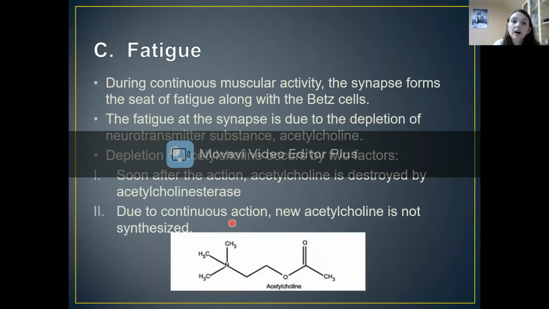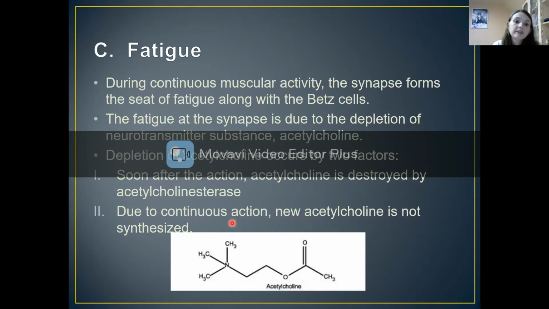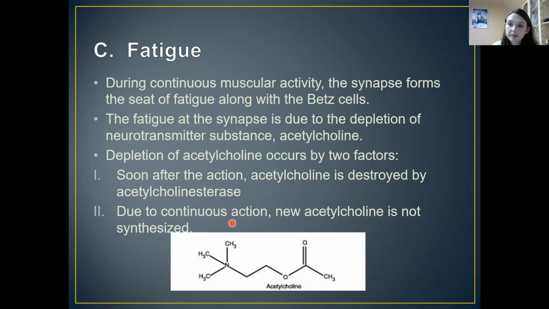Fatigue. During continuous muscle activity, the synapses form the seat of fatigue along with the blood cells. The fatigue at the synapses is due to the depletion of neurotransmitter substances like acetylcholine. Depletion of acetylcholine occurs by two factors. The first one is that soon after the action, acetylcholine will be destroyed by the specific enzyme called acetylcholinesterase, and it is a continuous action. The second is that new acetylcholine is not synthesized yet.